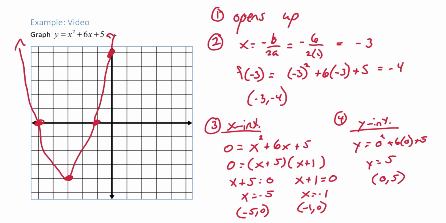Notice if you wanted to, we could also find the axis of symmetry. The axis of symmetry is that vertical line that goes through the vertex. In this case, x equals negative 3.